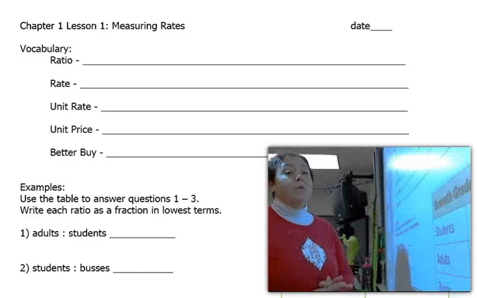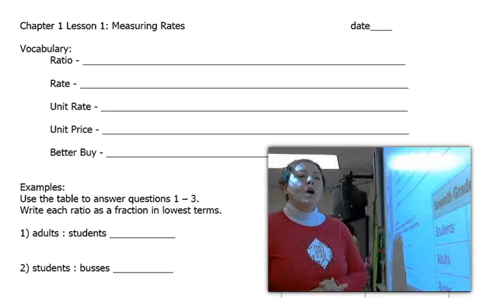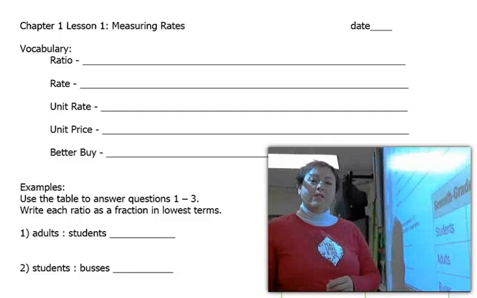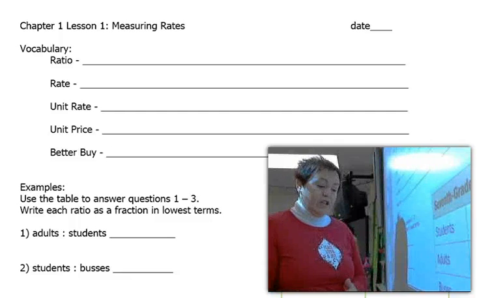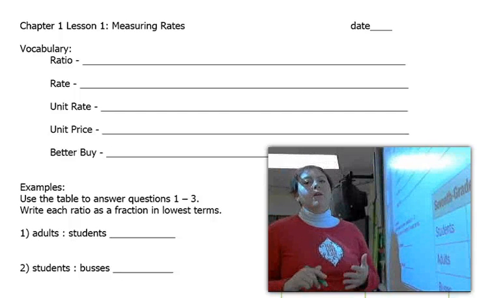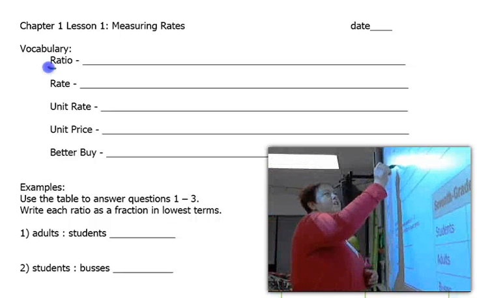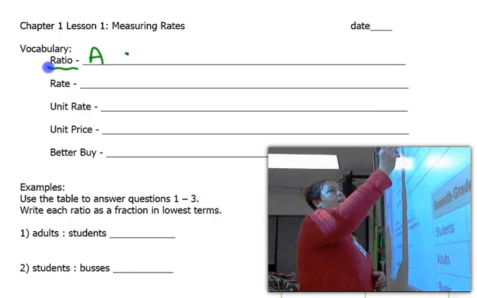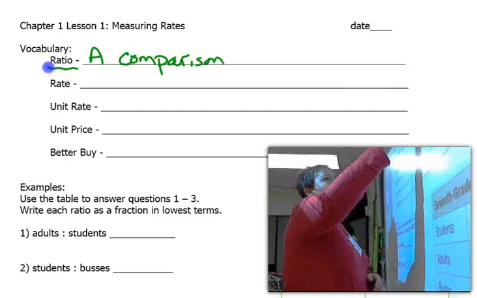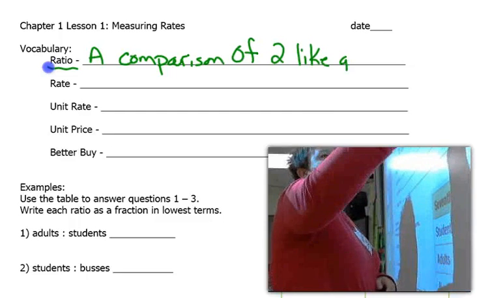Okay, ladies and gentlemen, so yesterday, or I should say today in class, depending on when you're watching this, we took a look at and did an activity as a class where we were seeing if we could pass the papers even faster. And what we were doing was we were writing a comparison, and that's what we're going to be talking about for this chapter, things called ratios, rates, and proportions. A ratio is a comparison of two like quantities.